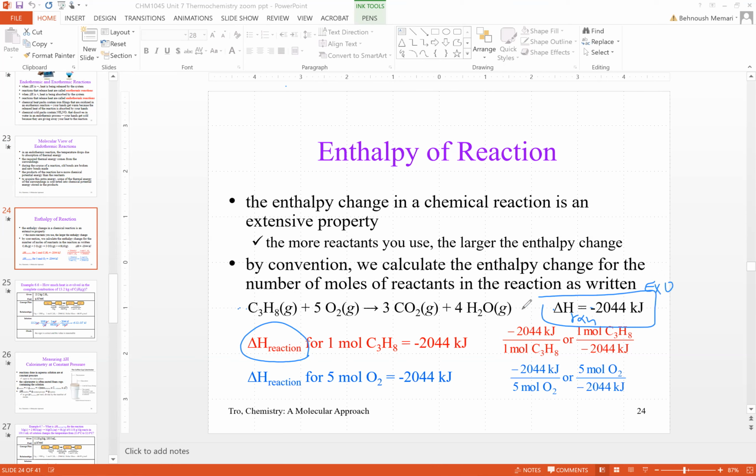So what does it mean? It means that if 1 mole of C3H8, or 1 mole of propane, goes through a combustion reaction and reacts with 5 moles of oxygen, it is going to release this amount of heat, 2044 kilojoules of heat.